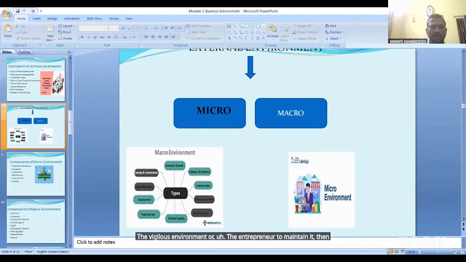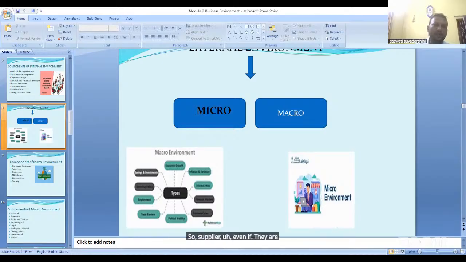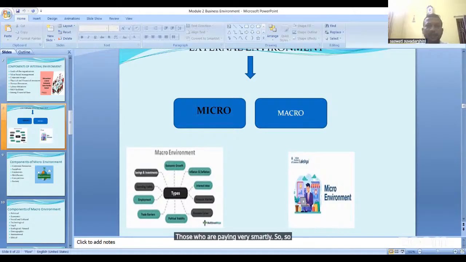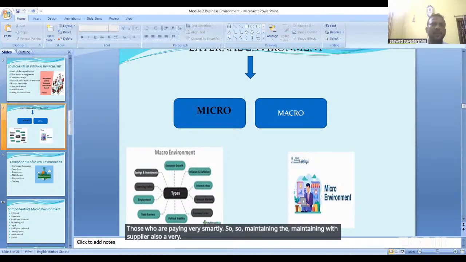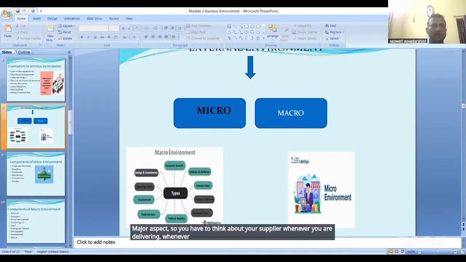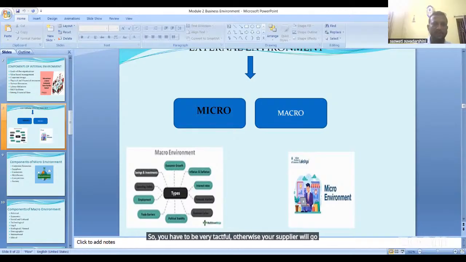Then, making a relationship with the supplier sometimes creates problems. Sometimes what happens is you are not able to pay the amount on time. So the supplier, even if they have been doing business with you for a long period, again goes searching for alternatives, those who are paying very smartly. So maintaining the supplier relationship is also a very major aspect. You have to think about your supplier whenever you are delivering, making different kinds of payment, or searching for discounts and all these things. You have to be very tactful, otherwise your supplier will go to other parties. So that is another aspect.